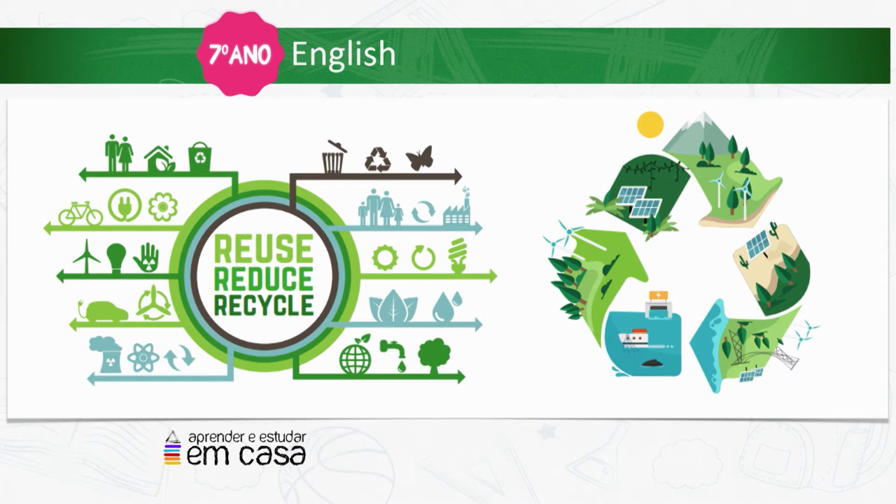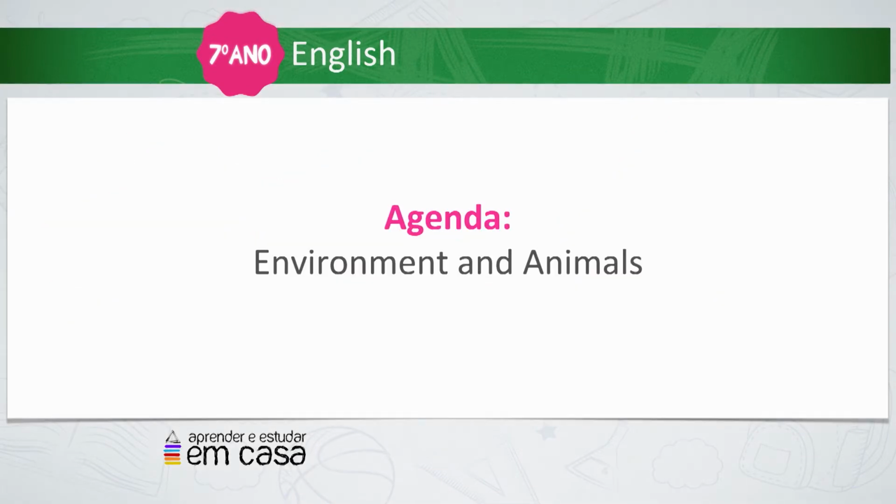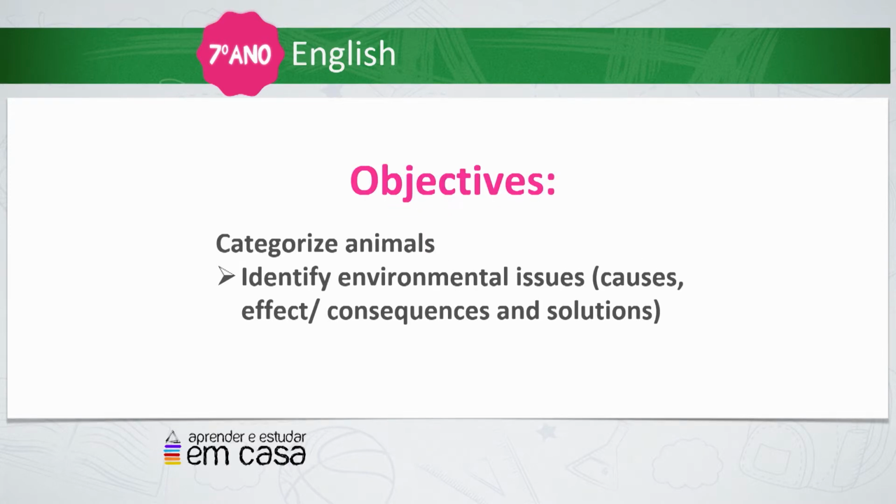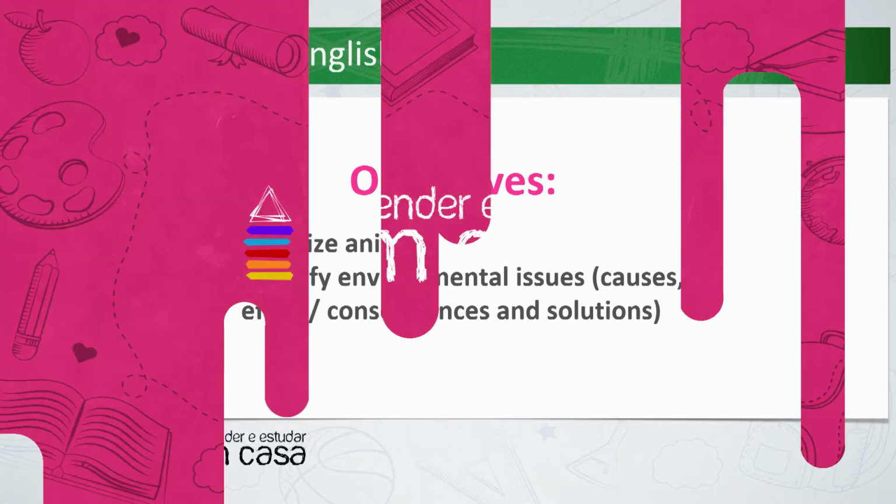So, which means that today we are going to talk about what? The environment. Environments and animals. Good. Okay, and the objective for the class today is to categorize animals. So here we'll identify environment issues, causes, consequences, and solutions.